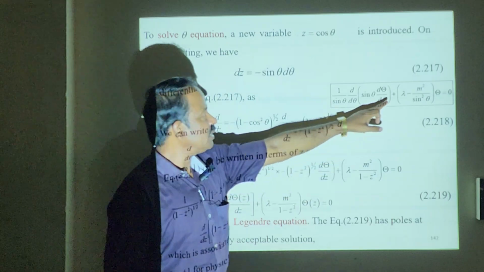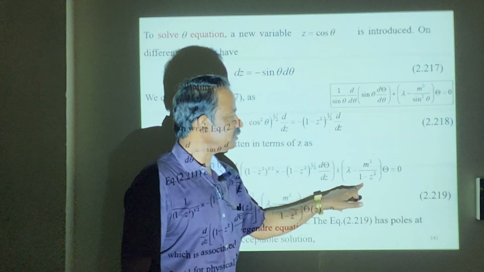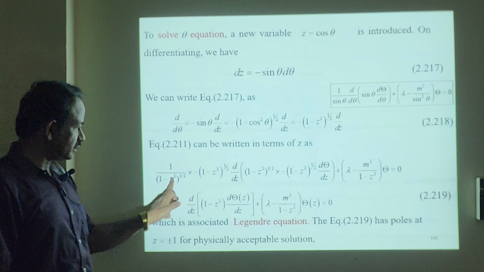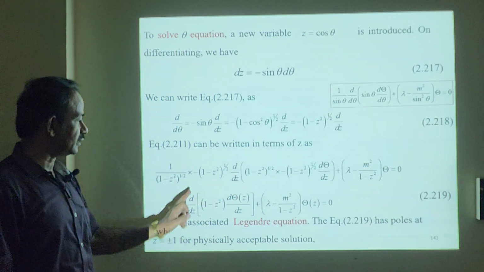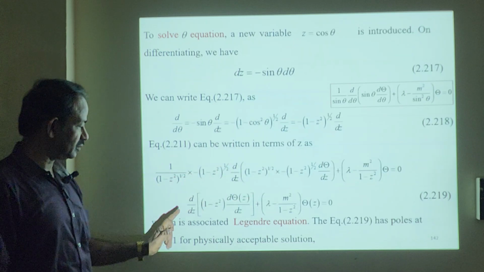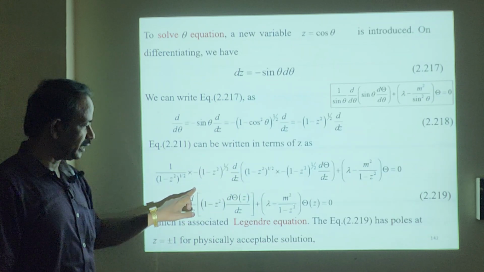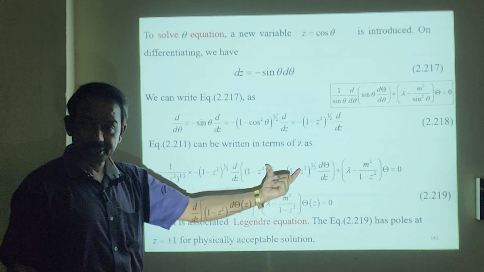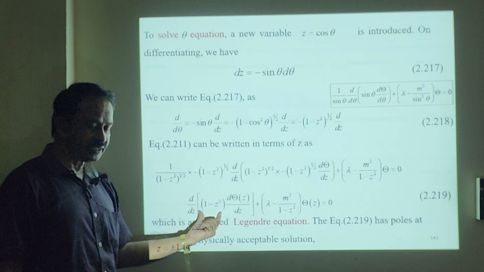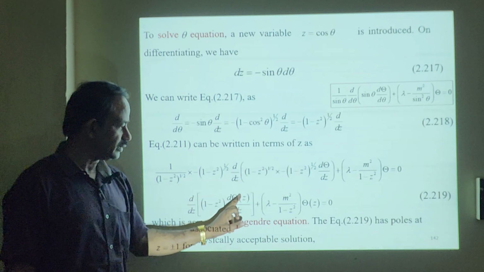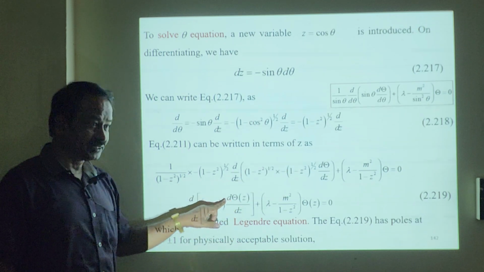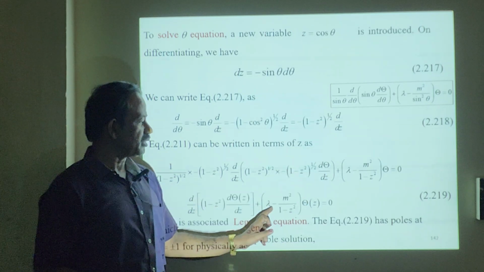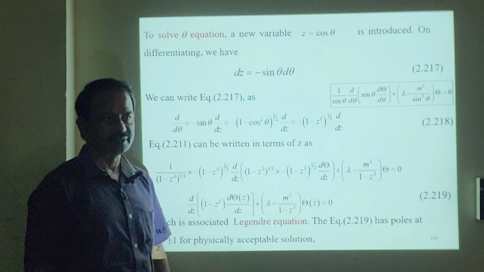Plus your lambda is here, minus m square divided by sin square theta is 1 minus z square. So we have filled up. Now this term will get cancelled. Minus and minus will give you plus. So this comes plus. You have d by dz of 1 minus z square to the power 1 by 2, that will give you 1 minus z square alone, d theta by dz. Now here theta depends on z because we have converted everything to z. So lambda minus m square divided by 1 minus z square, theta, which depends on z.